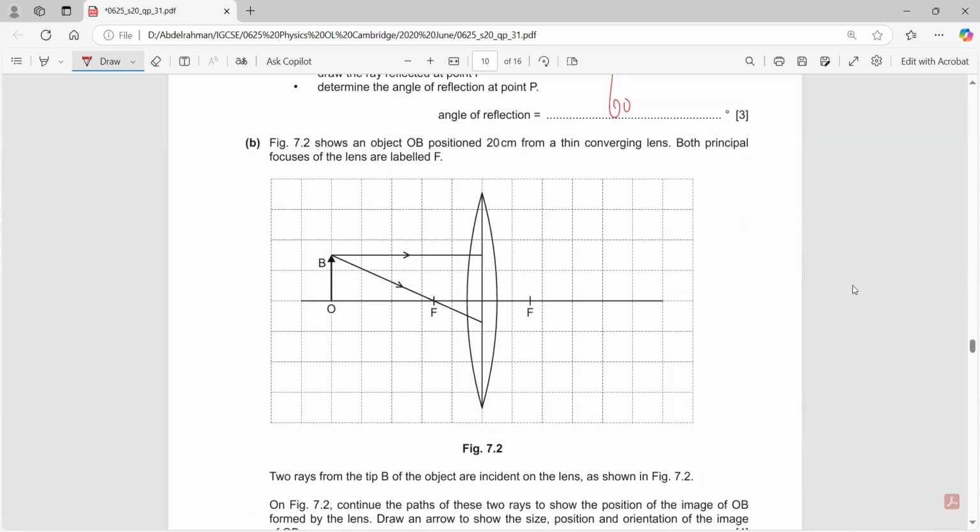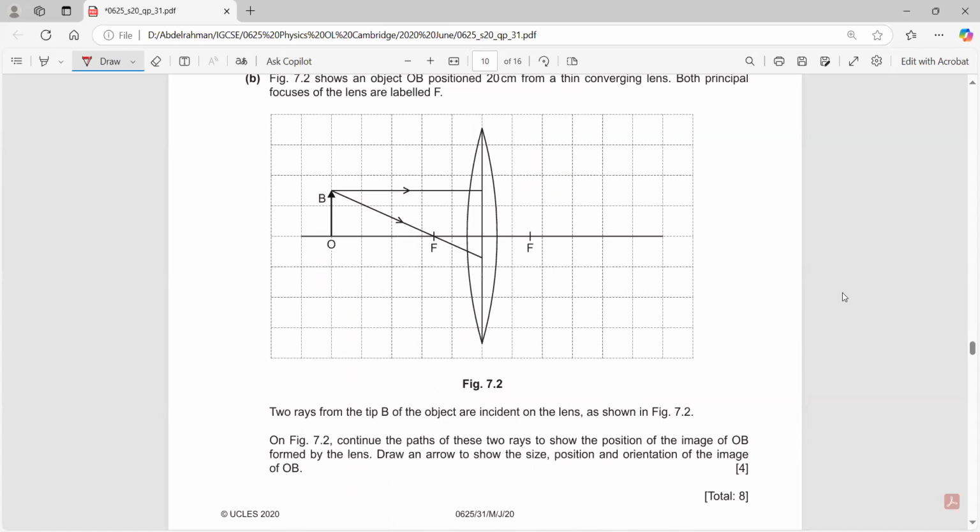Okay, two rays from the tip B of the object are incident on the lens. Can I continue these rays? Yes, I can simply continue these rays. The first ray was moving parallel to the principal axis.